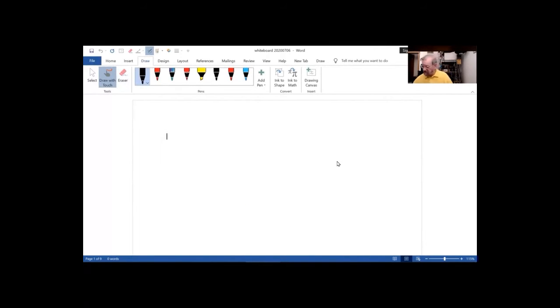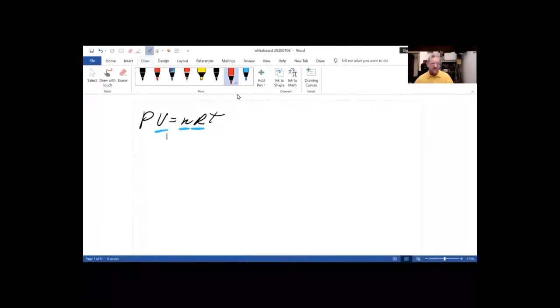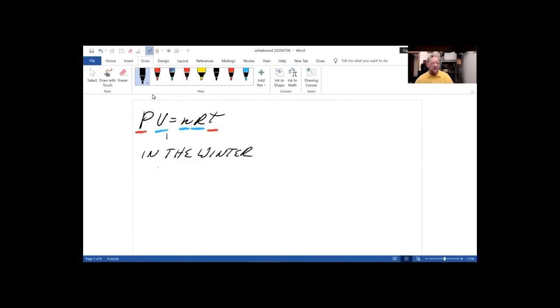And if we look at the screen, PV equals nRT, the ideal gas law. Now, in the ideal gas law, in your tires, V never changes, the amount, the moles never change, and the universal gas law constant doesn't change either. What can change is the temperature and the pressure. And in the winter, what happens? It gets cold and the temperature goes down.